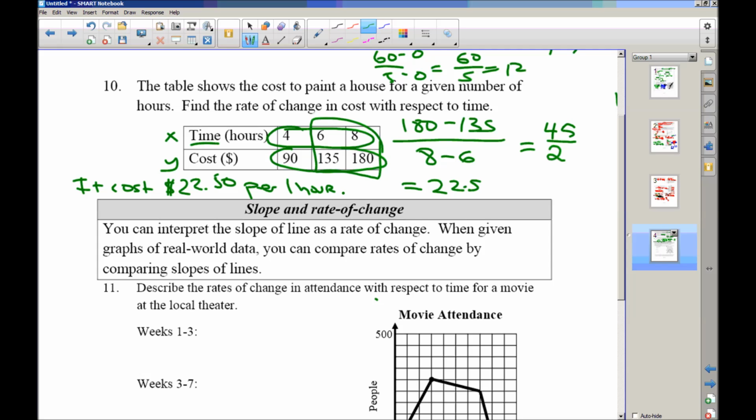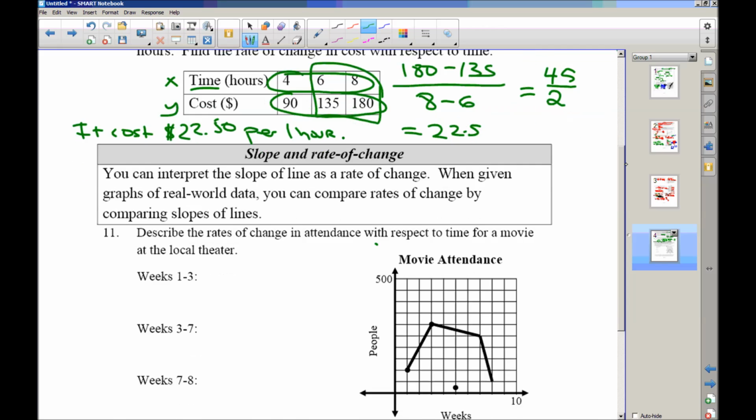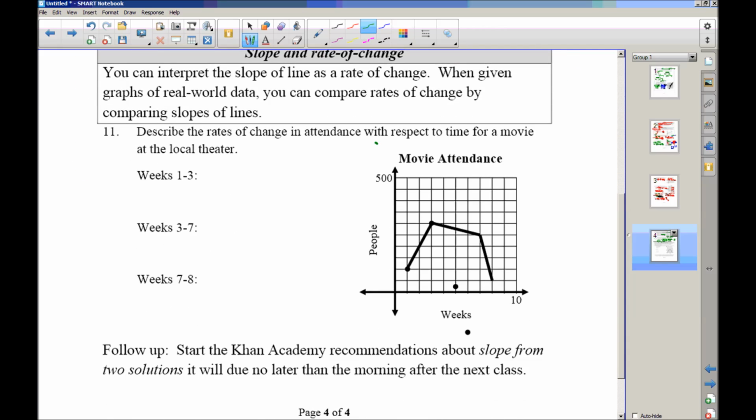All right. Slope and rate of change. So you can interpret the slope of a line as a rate of change when you are given graphs of real world data. So remember, rate of change is real life slope. Given a graph of this real life data, we could just look at the slope and compare our rates of change. So number 11 says, describe the rates of change in the attendance with respect to time for a movie at the local theater.